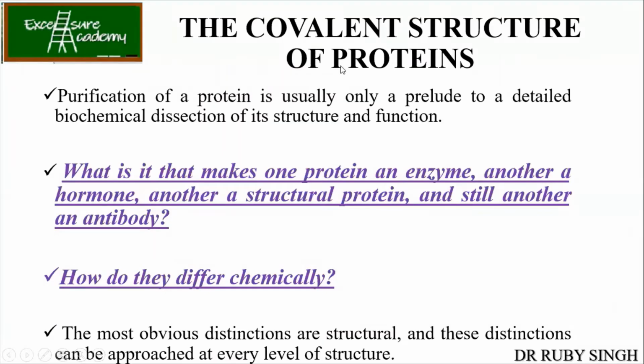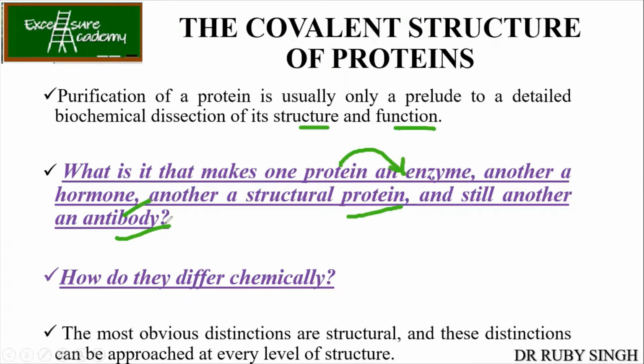Before that, the covalent structure of proteins. We know that the purification of a protein is usually only a prelude to a detailed biochemical dissection of its structure and function. What does it mean? It means that from your purified protein, you can study the structure and function of your protein of interest. Now, what is it that makes one protein an enzyme, another a hormone or structural protein, or an antibody?